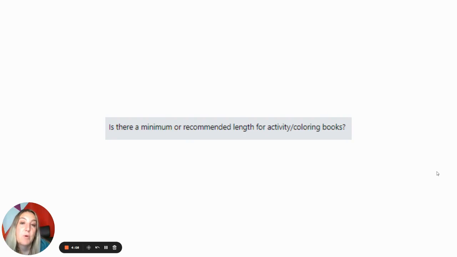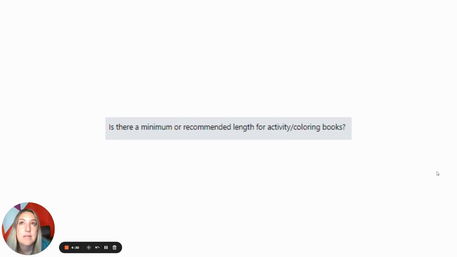Is there a minimum or recommended length for activity books? So you need to print at least 24 pages. And if you look through books on Amazon in the book category in children's in different areas, you can see there's anywhere from 24 to 300. It really depends. I think the most important thing to do is think about it from the customer perspective. What would they want?